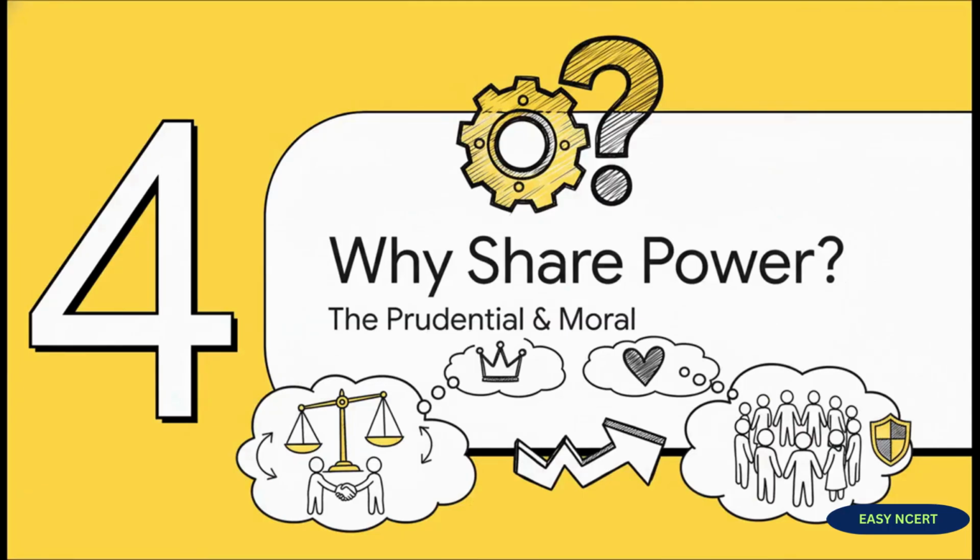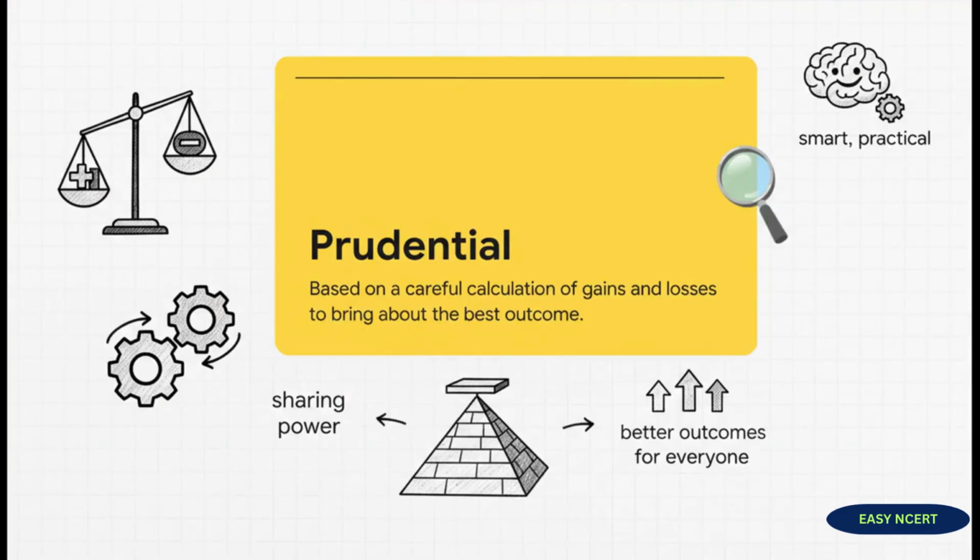So this brings us to the really big question. Why is sharing power so desirable? Well, the answer really breaks down into two different but equally important types of reasons. The first reason is what we call prudential. Now, that's just a fancy word that means it's the smart, practical thing to do. It's based on carefully calculating the gains and losses and realizing that sharing power just leads to a better, more stable outcome for everybody involved.